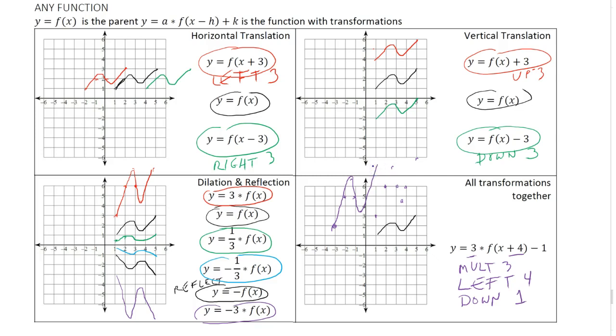Remember, to understand transformations, the number inside the parentheses with x moves the graph right or left. This is called horizontal translation. The number added or subtracted to the function moves the function up or down. This is called vertical translation. A multiplier at the beginning stretches or shrinks the function. This is called dilation. If the multiplier is negative, the function will also be reflected.